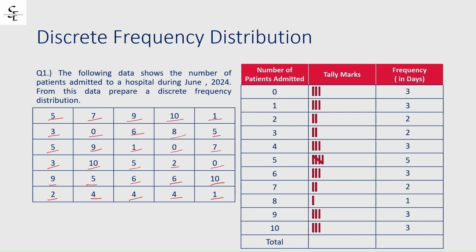Now we will total this and check whether all the observations are covered or not. So the total is 30. So we have covered all the observations and created the frequency distribution table for the given data. I hope you understood this sum.